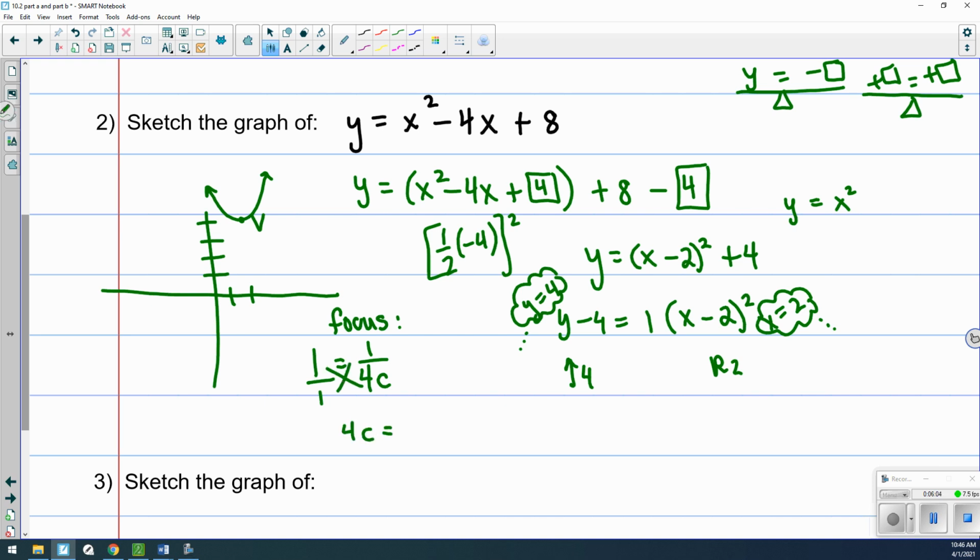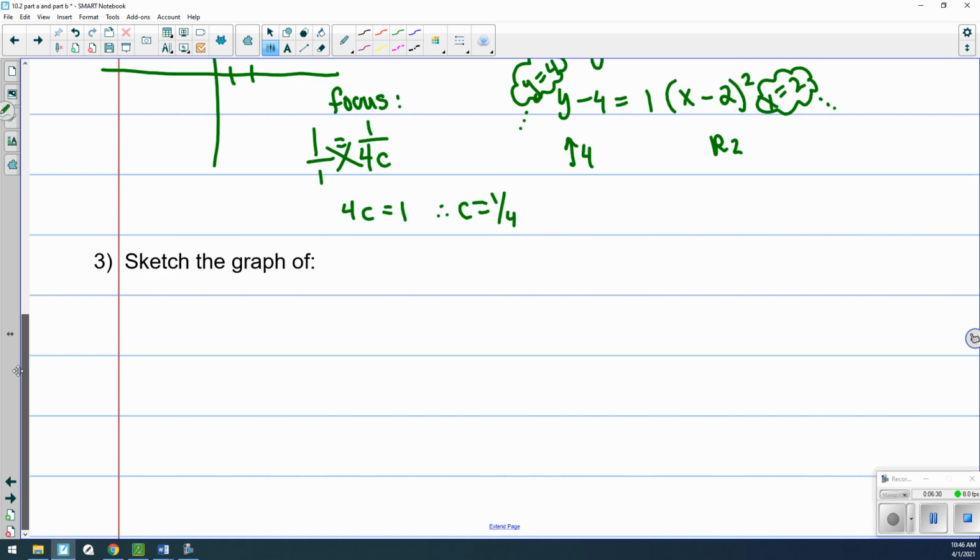4c is equal to 1, therefore c is equal to 1/4. So my focus is going to be just up here, just a smidge, and actually the location of that focus is going to be over 2, up 4 and 1/4. So I just add that c distance to my vertex to come up with the focus. All right, I liked that problem. That was a good one.